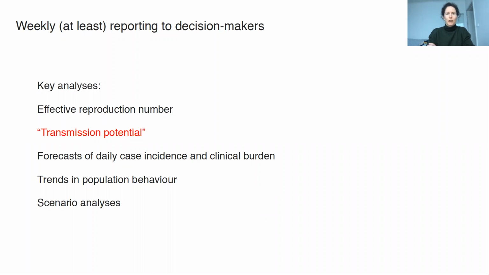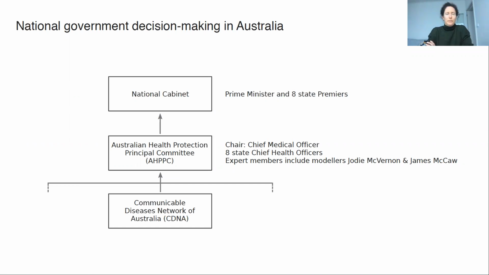These types of analyses have been done by modelling groups around the world to support government decision making, and we've been no exception in Australia, except potentially this metric, which I'll come back to. So just a bit of context for who these decision makers are and where our analyses have been going. We've been reporting at least weekly, often every couple of days, depending on the status of the epidemic, since April 2020.